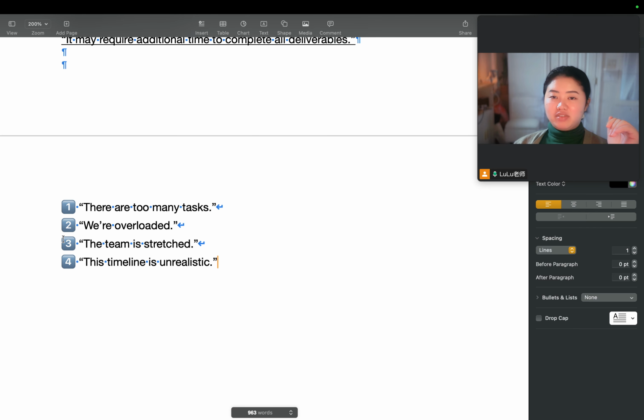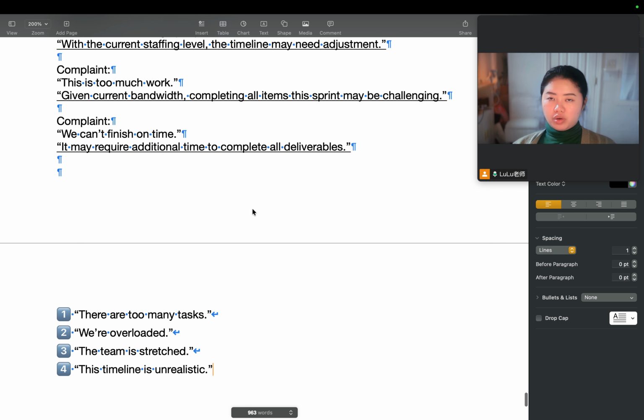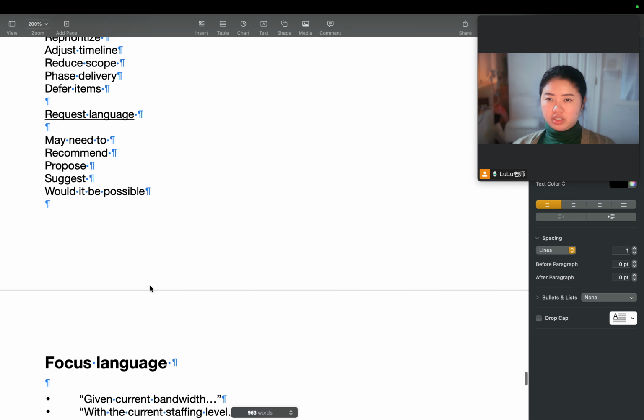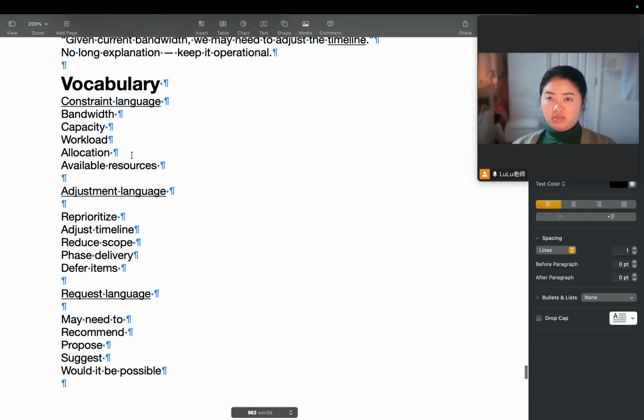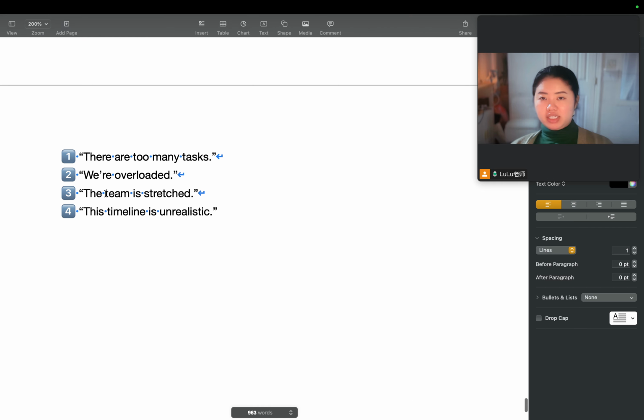So you go ahead and give it a try, and leave in the comments below what you think. I will read over them. And you can use your resources above, like the focus language and the vocabulary, in making these four sentences more professional.